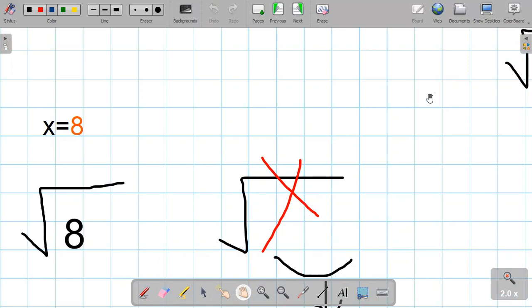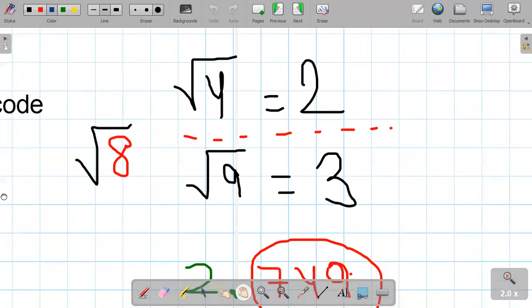Let us take a look at what I am saying. As we know, the square root of 4 is 2 and the square root of 9 is 3, but we are given x equals 8, that is the square root of 8. The square root of 8 lies between 4 and 9, so our answer also lies between 2 and 3.